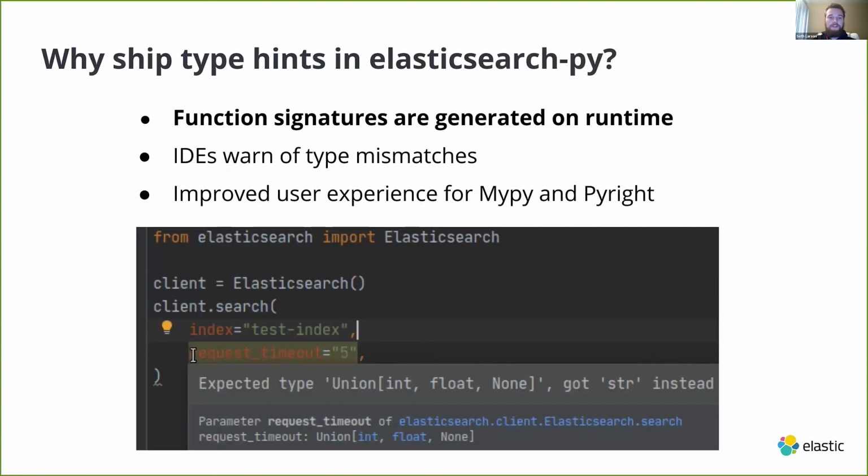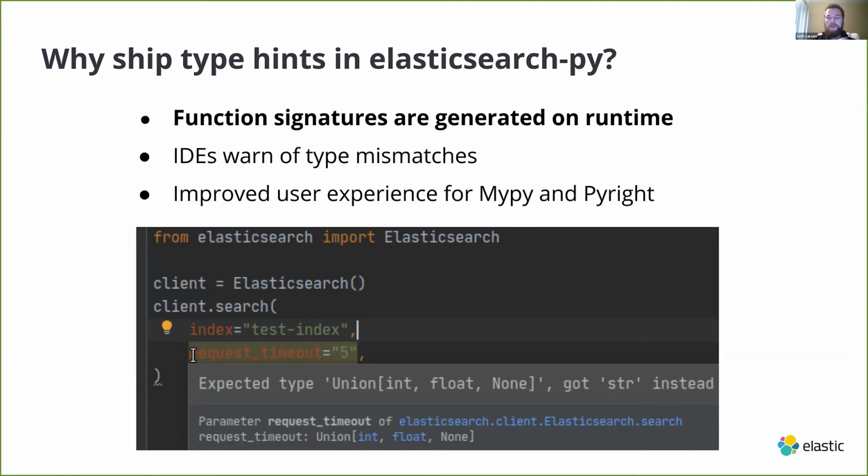So what are the reasons we shipped them? Well, the big one is function signatures are generated at runtime for Elasticsearch-py. Query parameters specifically are added all at once using a decorator, because some of our APIs have maybe 50 plus query string parameters that are all optional. And so rather than having those all be in source code, we have a decorator that makes it a lot more compact.